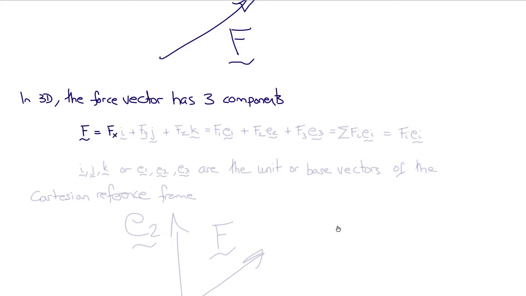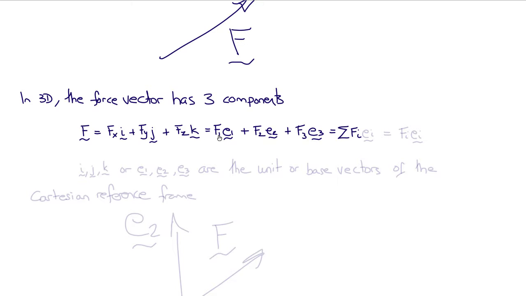So we would write those components traditionally as F equals Fx i plus Fy j plus Fz k, or equivalently F1 e1 plus F2 e2 plus F3 e3, where i, j, and k, or e1, e2, and e3, are the unit vectors of the Cartesian reference frame. And you'll sometimes see, instead of the little squiggle under the vector, an arrow over the top, or in textbooks, frequently vectors are denoted in bold notation.